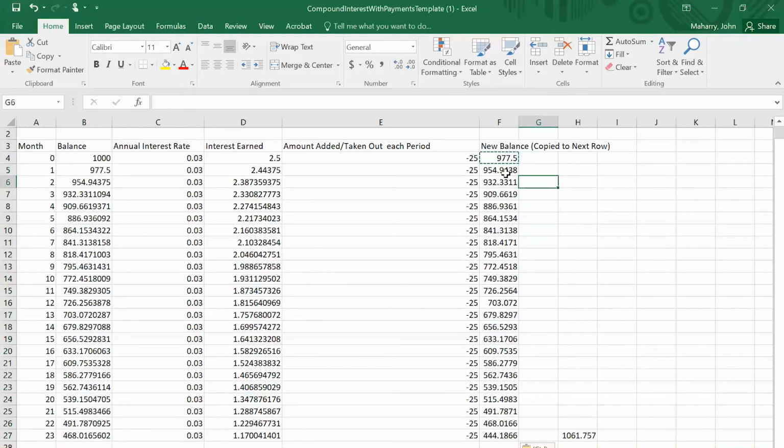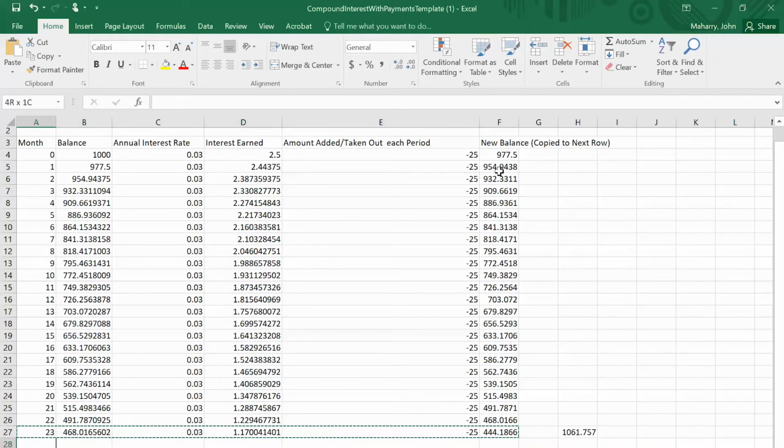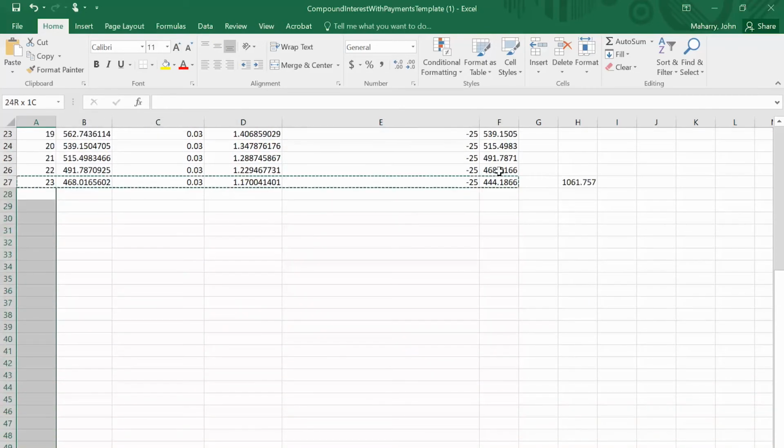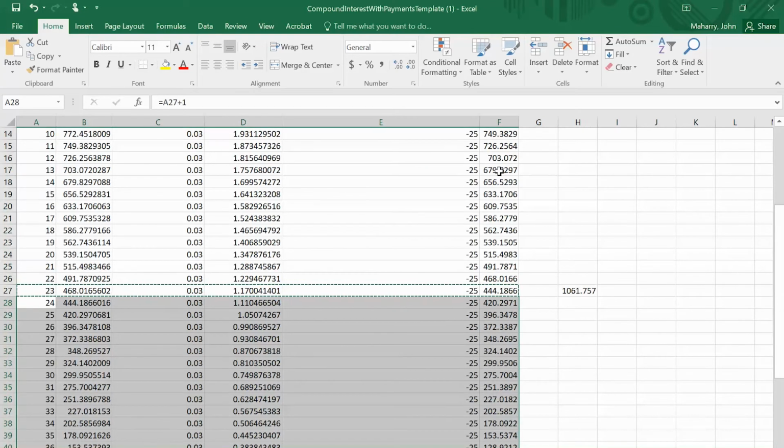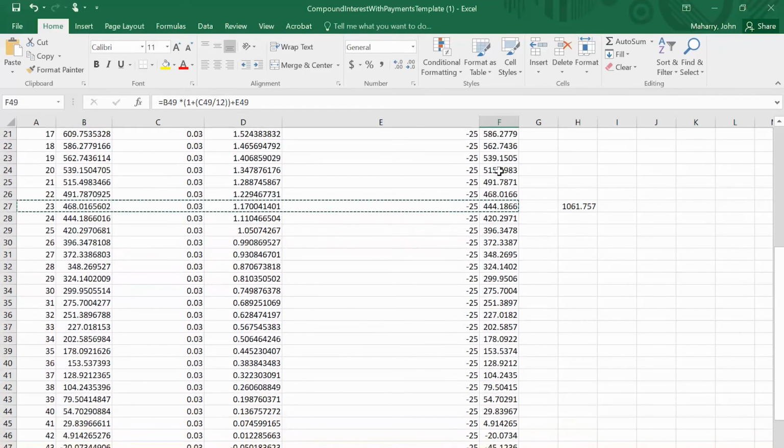Each month, he pays off another $25 and adds in $2.44 in interest. Then the next month he pays off $25 and adds in $2.38 interest. So slowly his balance is decreasing all the way down, and now it's at 444. So if we go and copy this, we can put it in here a bunch of times and extend this for a while and see how long it takes for him to end up with zero balance.